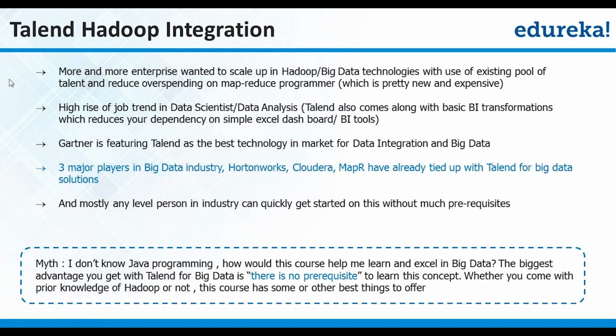Talend Hadoop integration. More and more enterprises want to scale up in Hadoop big data technologies with the use of an existing pool of talent and reduce overspending on MapReduce programmers, which is pretty new and expensive. There is a high rise of job trend in data scientist and data analysis. Talend also comes with basic BI transformation, which reduces your dependency on simple Excel dashboards or BI tools. Gartner is featuring Talend as the best technology in the market for data integration and big data.